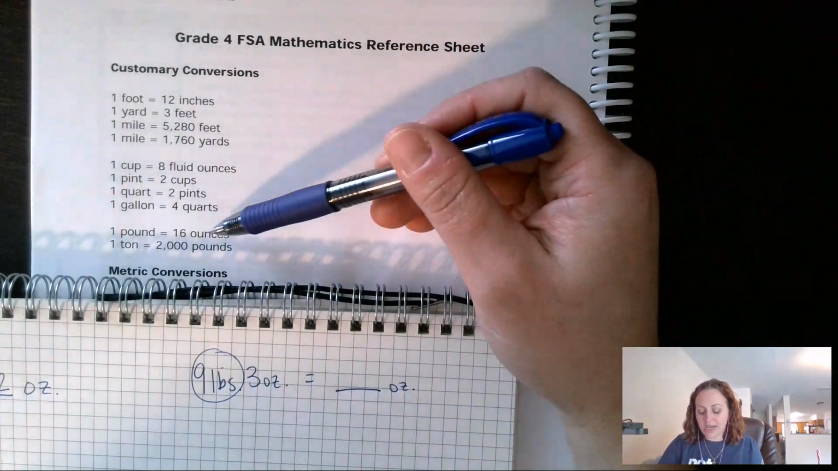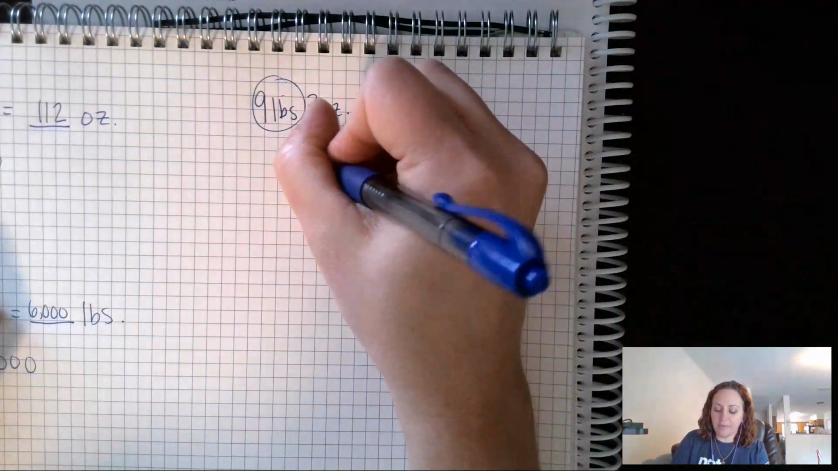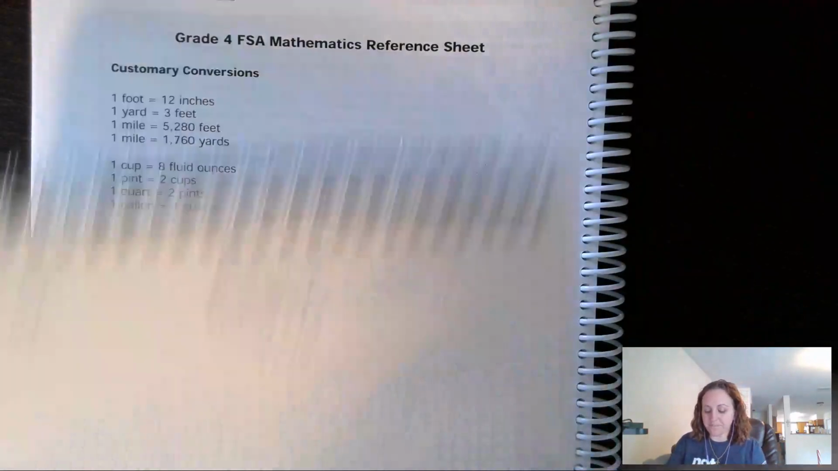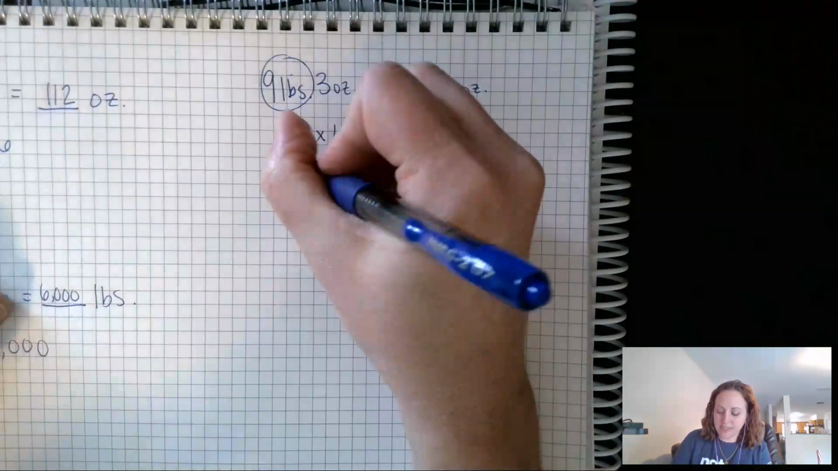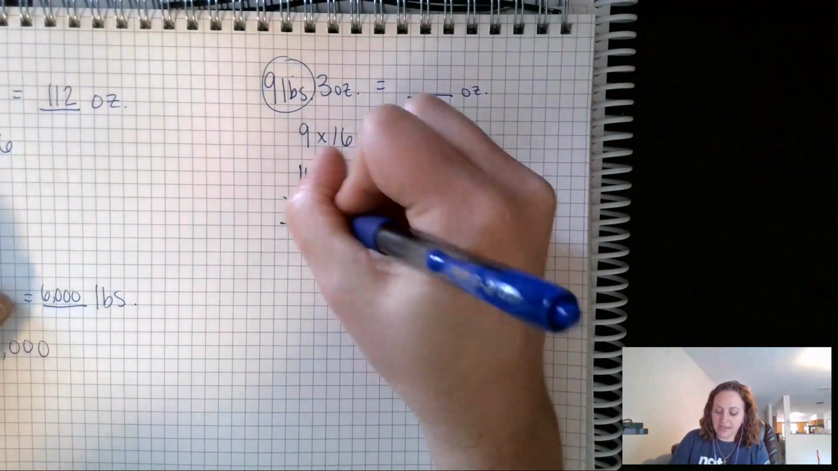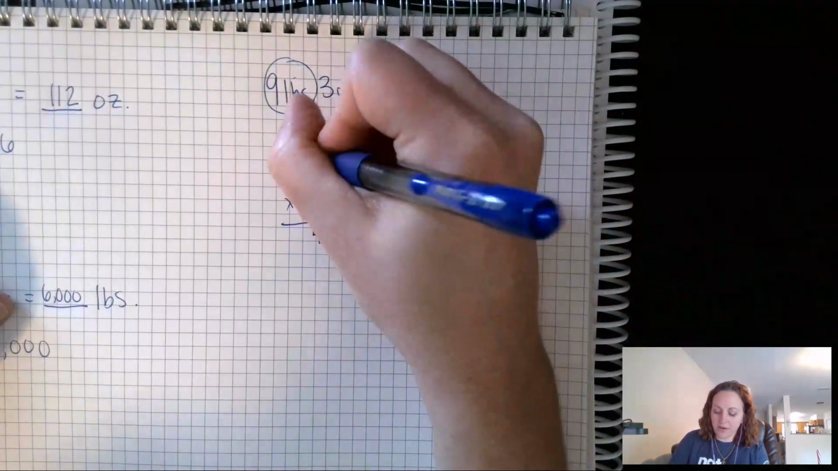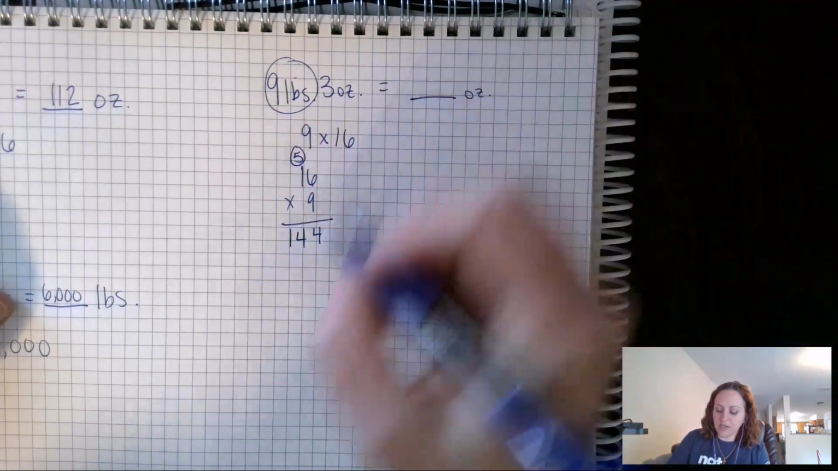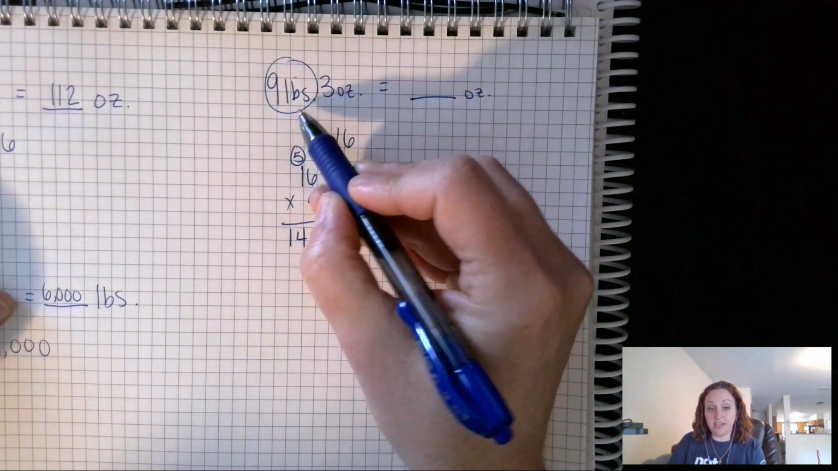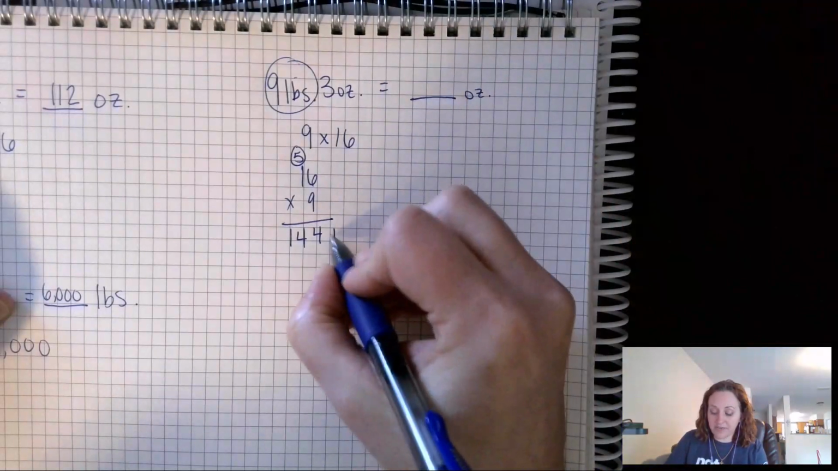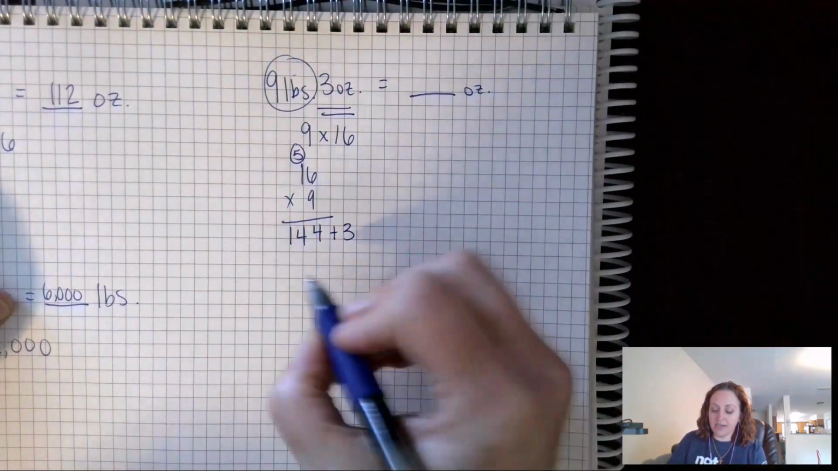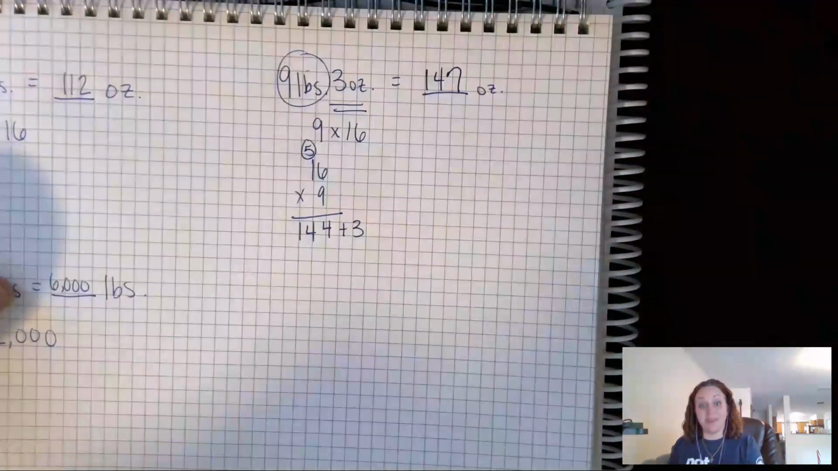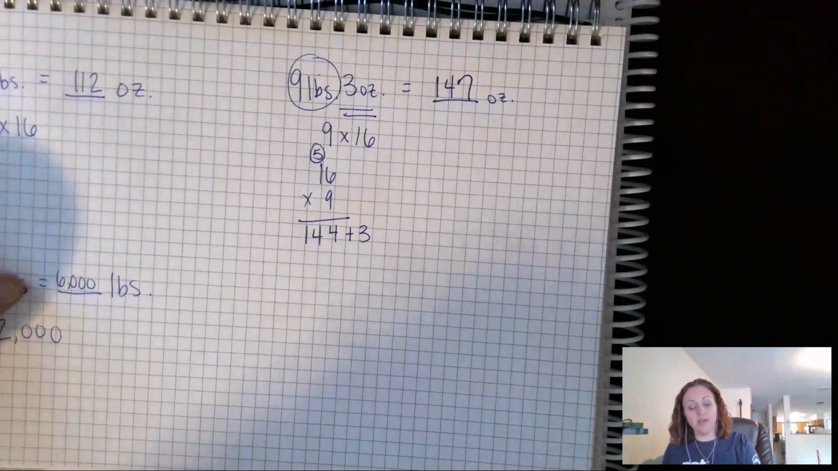Okay, so 9 times 16 is what I need to do because there's 16 ounces in a pound, right? Yep, just double checking. So 16 times 9, 9 times 6 is 54, right, my 5, 9 times 1 is 9, plus 5 is 14. So she had 144 ounces here, plus 3 more, right? I have to add in the 3 that we already had. So 144 plus 3 would be 147. So my daughter was 147 ounces when she was born.